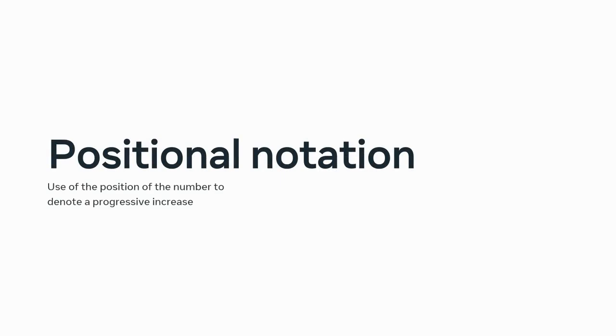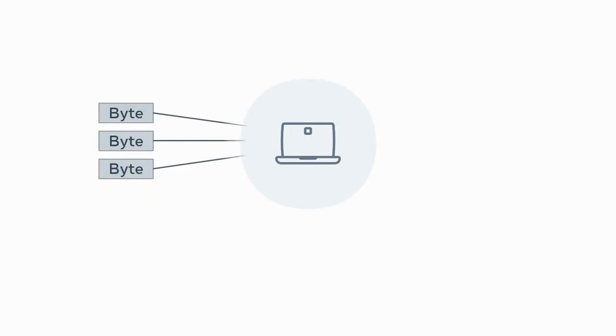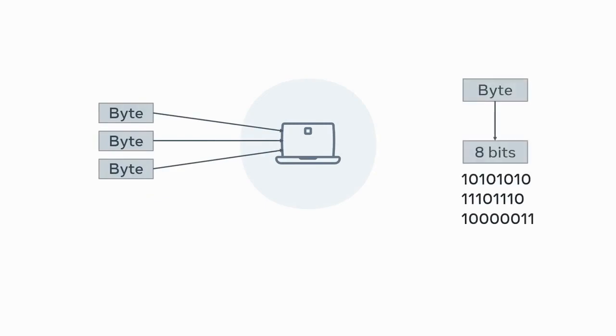You started with binary, where you learned about the difference between base 10 and base 2. You then discovered positional notation. This is the use of the position of the number to denote a progressive increase in value. You were then introduced to how a computer stores data as bytes, and that each byte is made up of 8 bits that can either be 1 or 0. You were also given some examples.